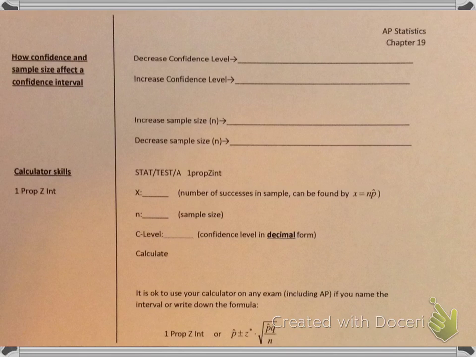Okay, so how confidence and sample size affect a confidence interval. If we want to decrease our confidence level, then we're going to go with a smaller interval. So decrease our confidence level, smaller interval. That means that our Z star is smaller. If the Z star is smaller, then we're going to have a smaller margin of error. Likewise, flip side, with increasing a confidence level.